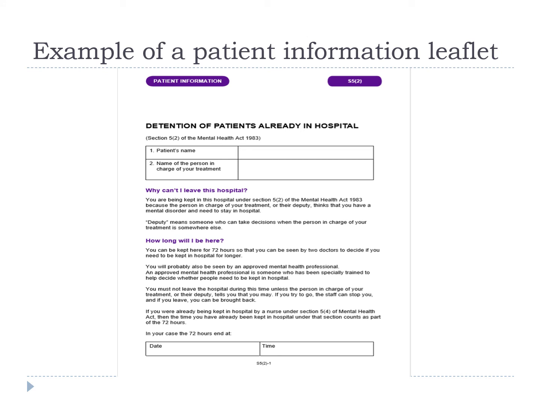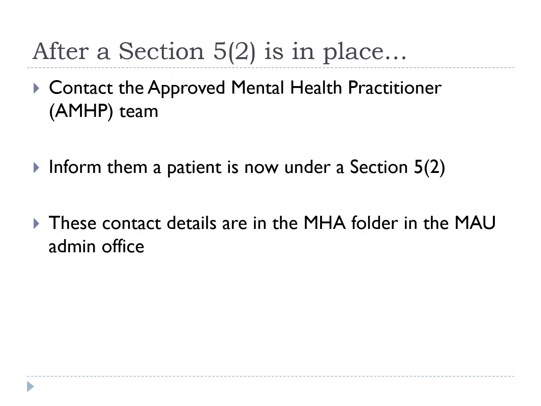Here is an example of a patient information leaflet. This one relates to the detention of patients already in hospital, i.e. a Section 5.2. There are different leaflets available for different sections, and if you look at the top right, this one's for a 5.2, but there are other leaflets in the folder relating to, for example, a Section 2 or a Section 3.